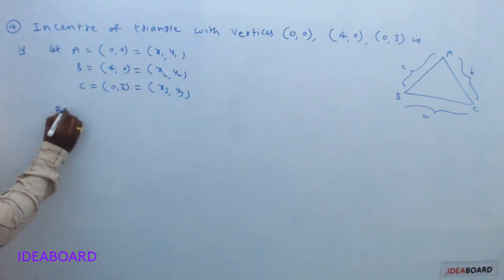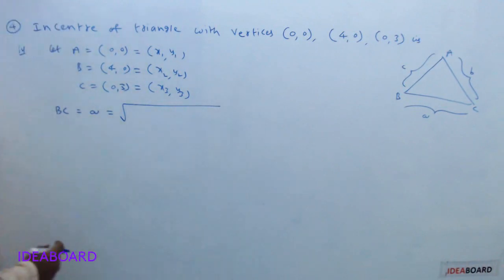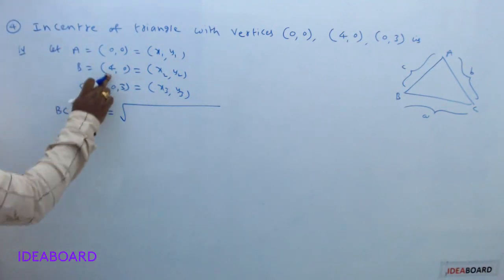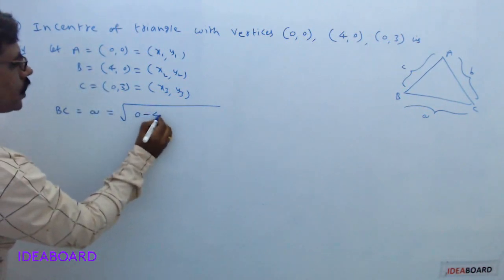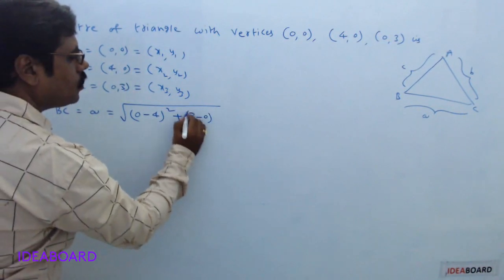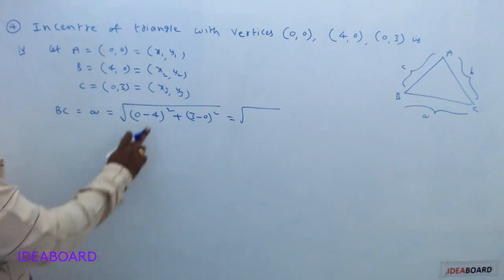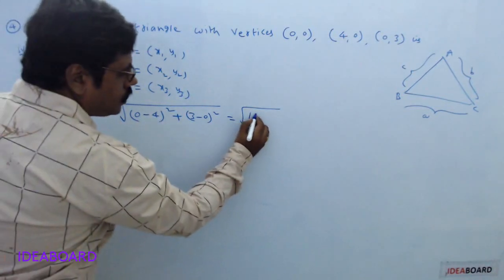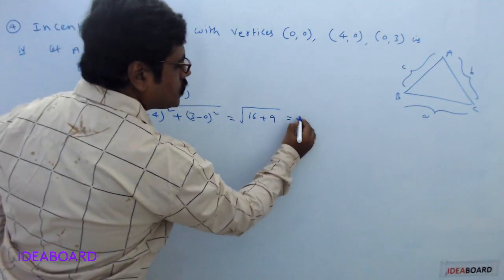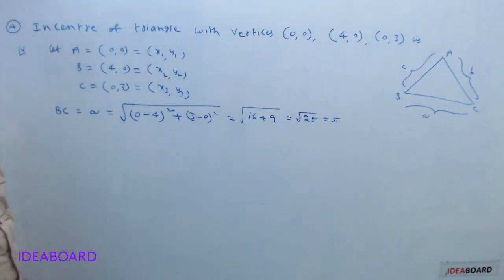So BC equals square root of, applying the distance between two points formula, square root of (0 minus 4) whole square plus (3 minus 0) whole square. Now this equals square root of, minus 4 whole square is 16, 3 square is 9. So root of 16 plus 9, root 25, it will be 5.